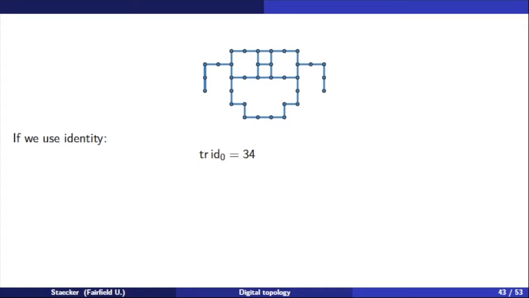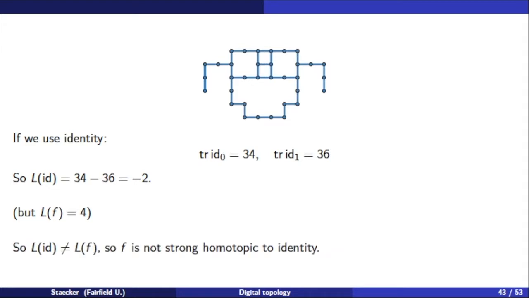When you do the identity, those matrices, when you draw them, are always the identity matrix. So the trace is just how many points there are. There are 34 points here. And this trace is how many edges there are, and there are 36 edges here. And so the Lefschetz number of the identity in this example is -2. Whereas, remember, that flip had the Lefschetz number equal to 4. Since these Lefschetz numbers are different, it means automatically F is not strong homotopic to the identity. That's because the Lefschetz number is preserved by strong homotopy. So since they have different Lefschetz numbers, they must not be strong homotopic.